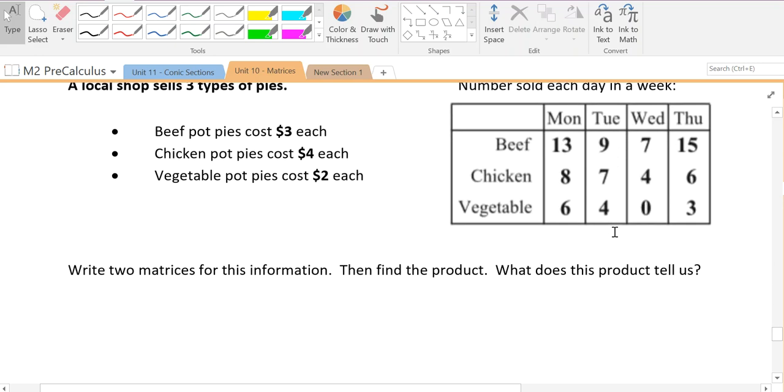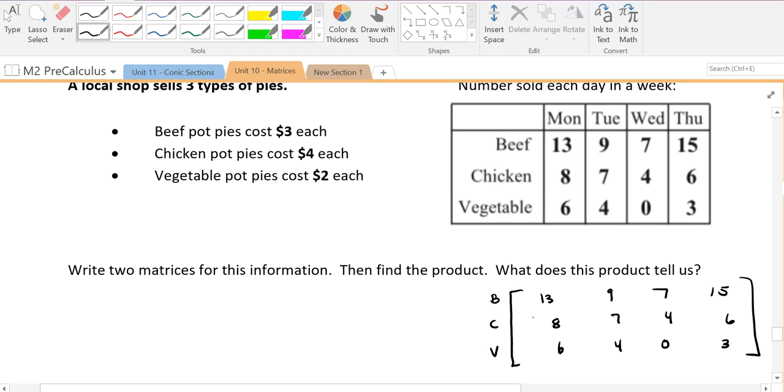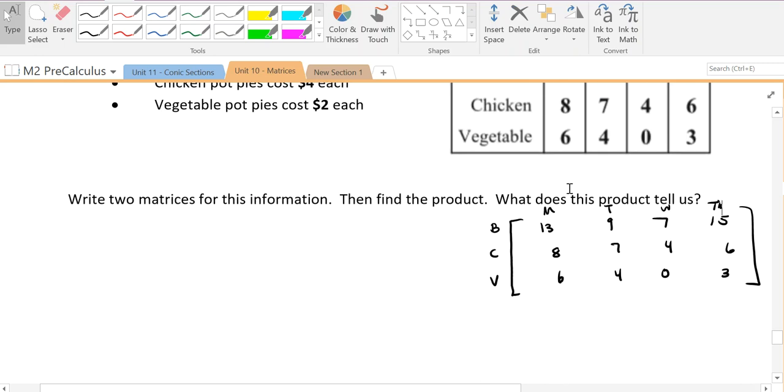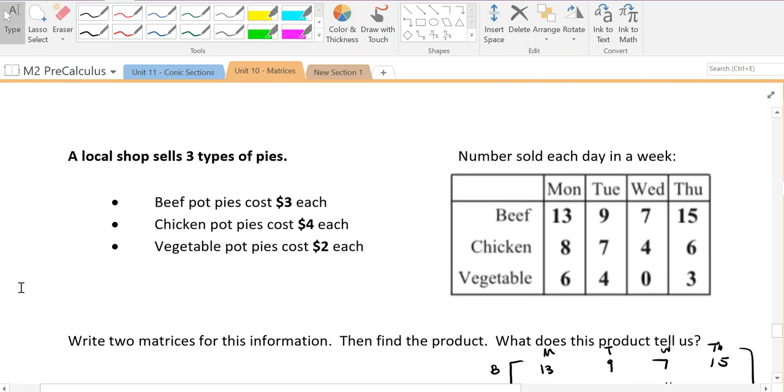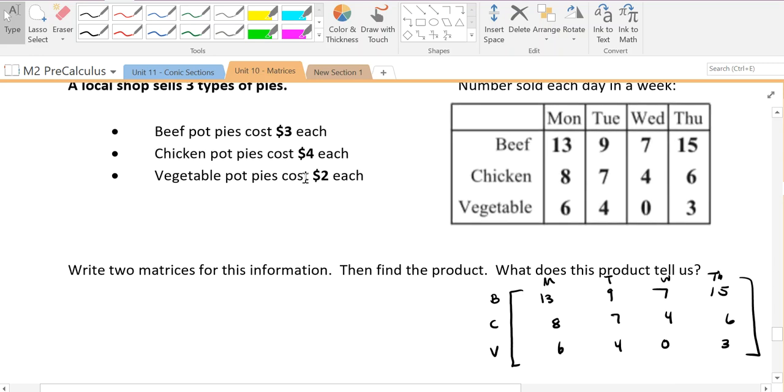So I'm going to first just make my first matrix literally this table. Okay? 13, 9, 7, 15. 8, 7, 4, 6, 6, 4, 0, 3. And I had my beef, chicken, and vegetable. And Monday, Tuesday, Wednesday, Thursday. Okay, I'll put my label on top. So my first one I pulled right from that table. If they give me a table, I'm always going to make that into my matrix because it's already pretty much a matrix anyway.